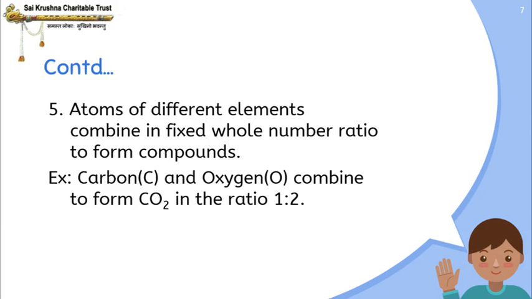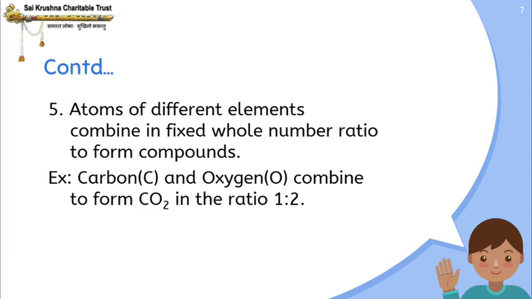Different elements. So let's take two elements in this example. Carbon is an element and oxygen is an element. If you combine two or more elements, what happens? It gives rise to a compound, right? You cannot combine them however you want. It has to be in some fixed ratio, and that ratio should be a whole number. It cannot be in fraction form.